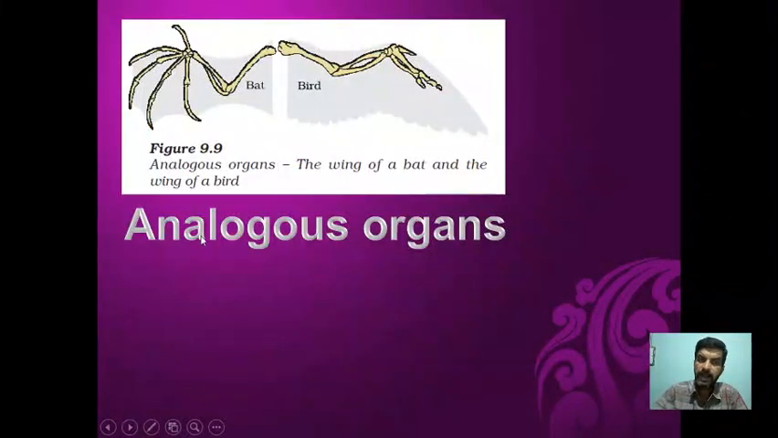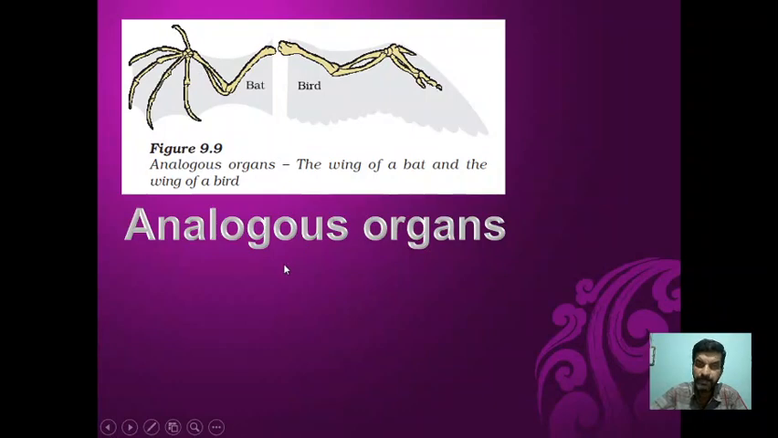Then comes analogous organs. In the case of analogous organs, we find that they perform the same functions because they are living in the same environment, but their ancestors or origin are different. For example, the wing of a bat and the wing of a bird. In the bat, the wing is formed because of the extension of skin between the digits, whereas in the bird the wing is formed because of the bone arrangement and the feathers.